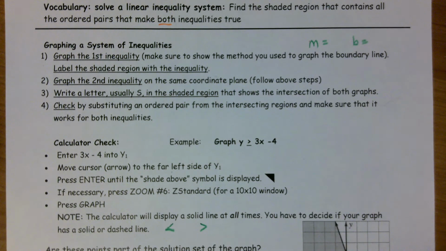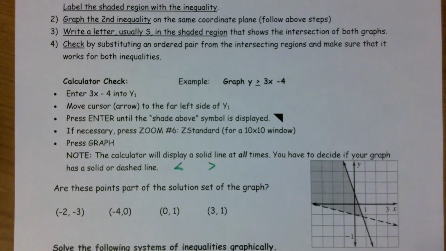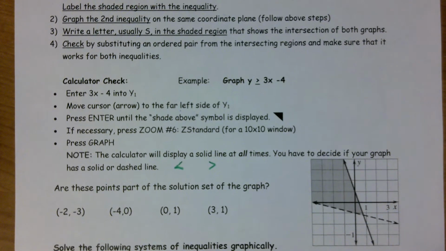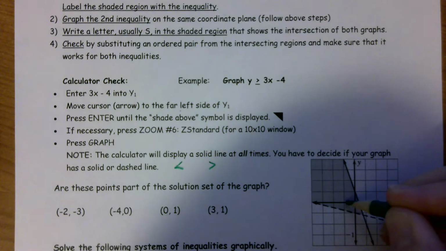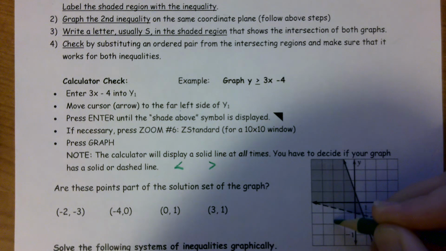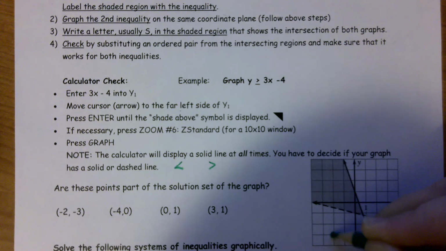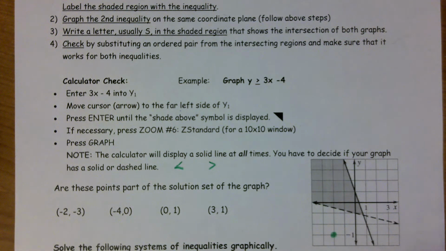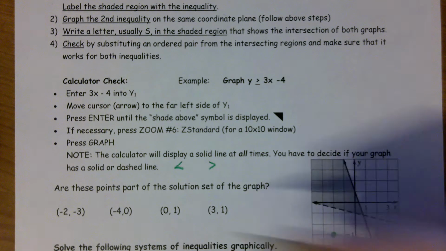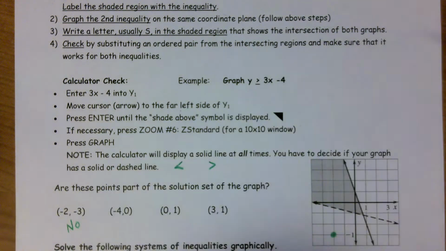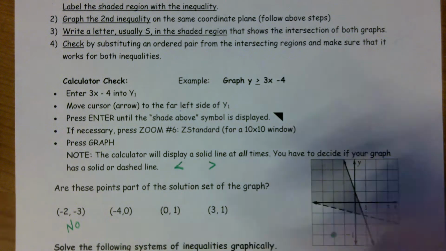Okay, let's take a look at the first question. You're being asked, are these points part of the solution set of the graph to the right? So one of the easier ways to do this is actually plot those points and see, does it fall into the intersecting region? So -2, -3 is here, and that definitely is outside this intersecting region, so it is not a part of the solution set.